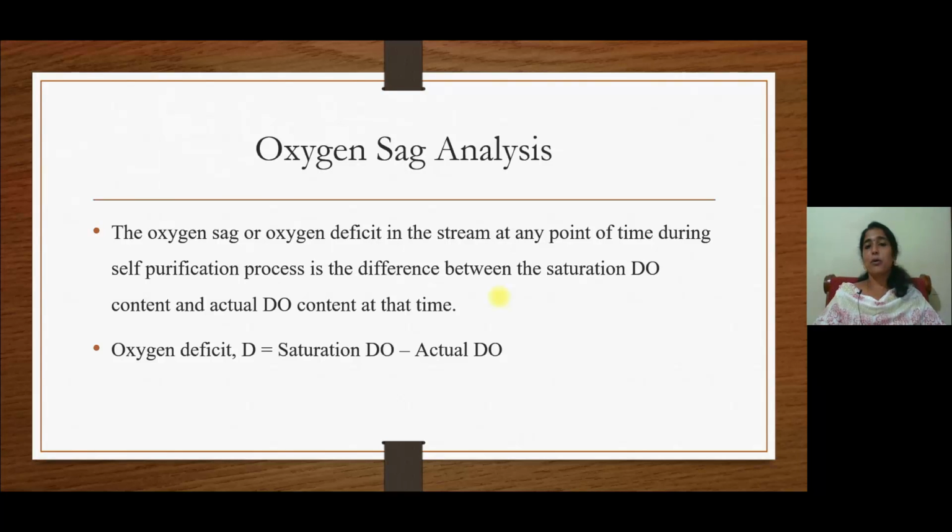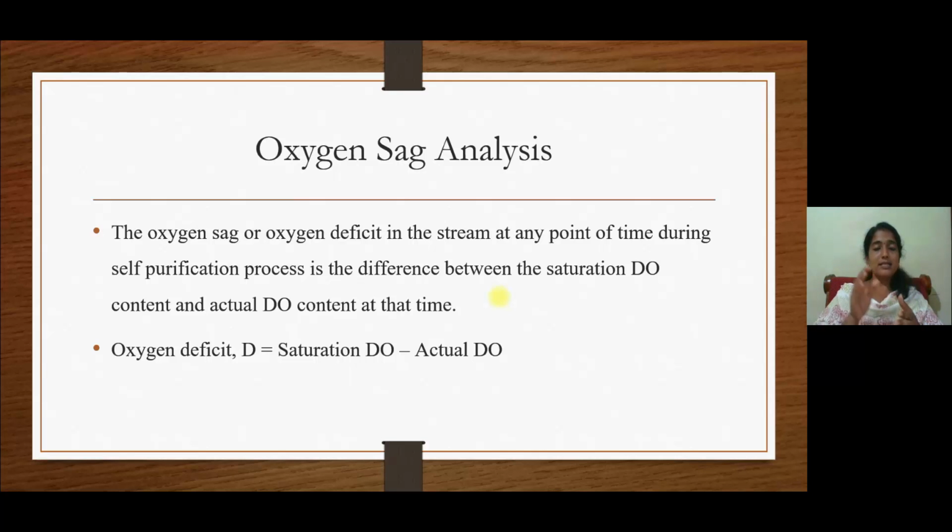In this session, I am going to discuss the oxygen sag analysis. It is actually the dissolved oxygen curve in the dilution water. The oxygen sag or oxygen deficit in the stream at any point of time during the self-purification process is the difference between the saturation dissolved oxygen content and the actual dissolved oxygen content at that time.